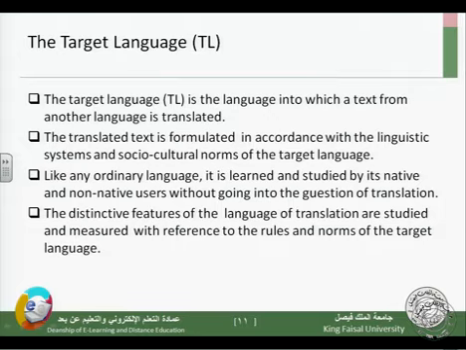So this is very important. The translated text is formulated in accordance with the linguistic system and sociocultural norms of the target language. Very important point. Now, if you want to translate a text from Arabic into English, it's not only that you are using English, but you have to use the linguistic rules of the English language. You have to use the cultural aspects of the English language. So you are using the target language's linguistic aspects and cultural aspects.